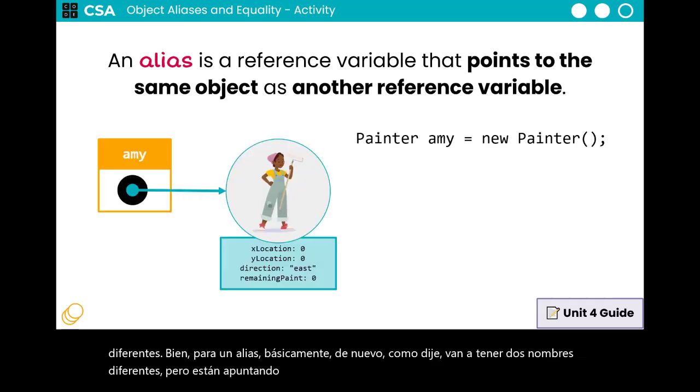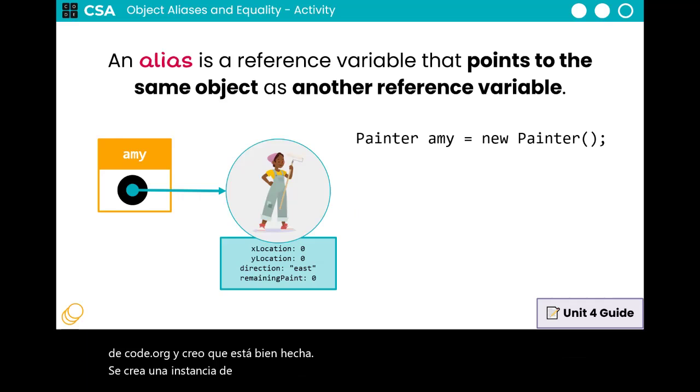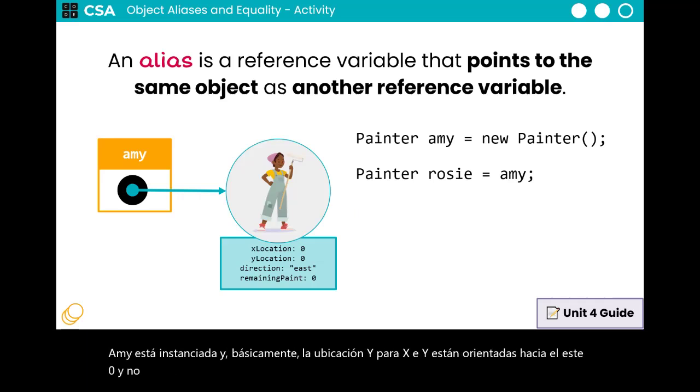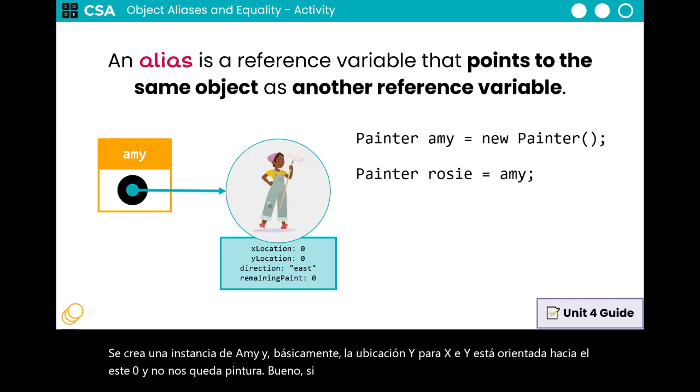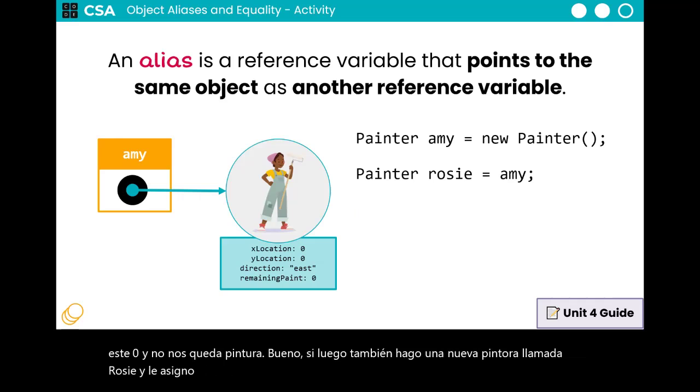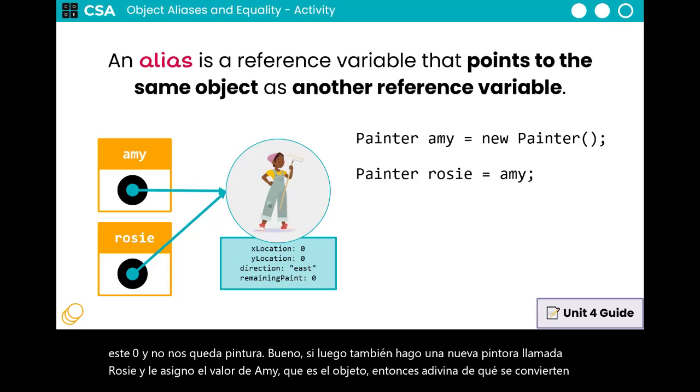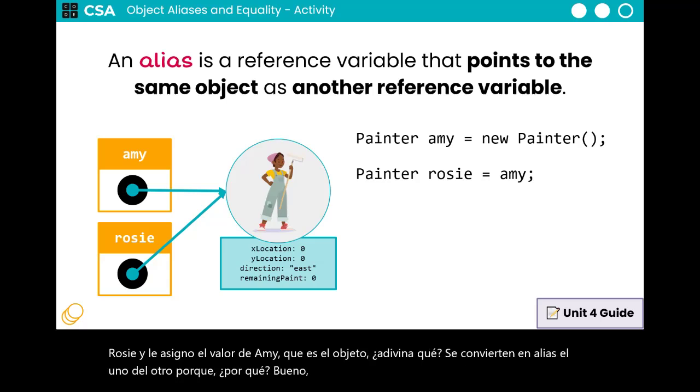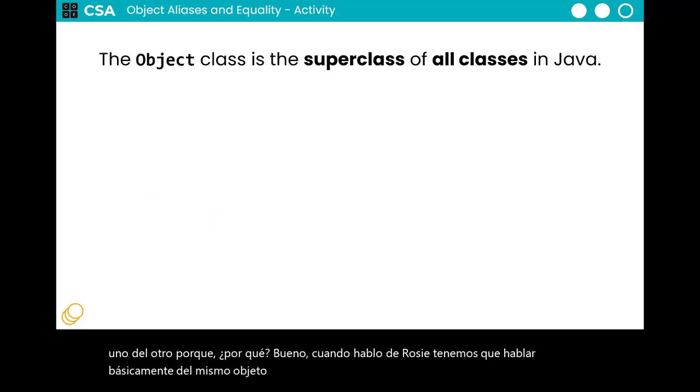So you'll notice that we have a painter that spawns. This is all slides from code.org, and I think it's well done. Amy is instantiated, and the location x and y are both 0, facing east, and we have no paint remaining. Well, if I then also make a new painter called Rosie and just assign it the value of Amy, which is the object, then guess what? They become aliases of each other. Because when I talk about Rosie, we have to talk about the same painter object as Amy, right? They're all the same thing.